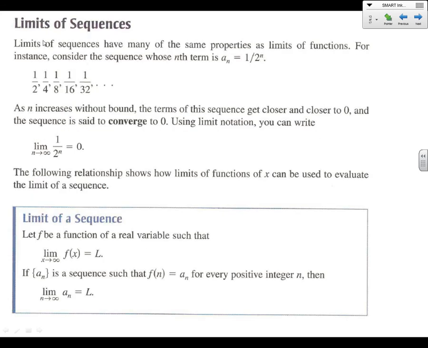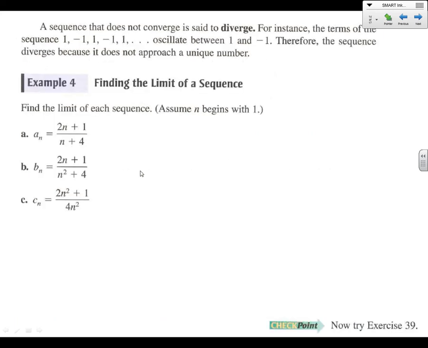Okay, so limits of sequences. Sequences behave just the same way as our normal functions. So if we have a limit of a sequence, as long as it's getting smaller, then it's going to converge to 0, and we can write our limit here. Otherwise, we behave the same way with checking the numerator and the denominator.